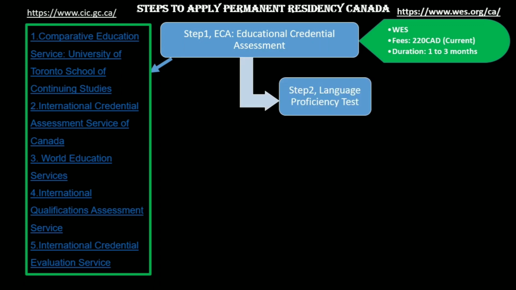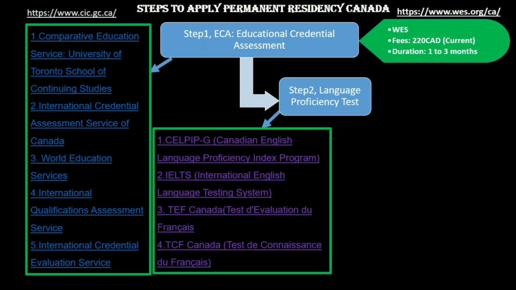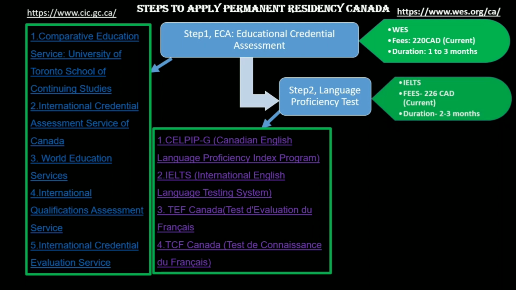Step number 2 is the language proficiency test. You need to take the English or French or both language tests. The test checks skills in reading, writing, speaking, and listening. We can give both if you're comfortable in both the languages. That would obviously increase your score, but you can take either one of them. For English, CELPIP-G or IELTS is what you need to give, and if you're planning to give French, then TEF or TCF is what you need to give.